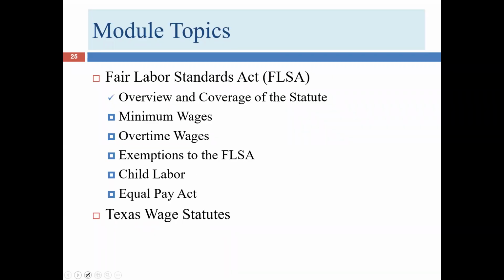At this point, we have covered our first section of our FLSA section. We've done the overview of the FLSA and we've discussed the scope and coverage of the statute. In subsequent lectures, we'll cover minimum wage, overtime pay, the various exemptions to the FLSA, child labor rules under federal law, and very briefly the Equal Pay Act. Finally, we'll talk about Texas wage statutes.